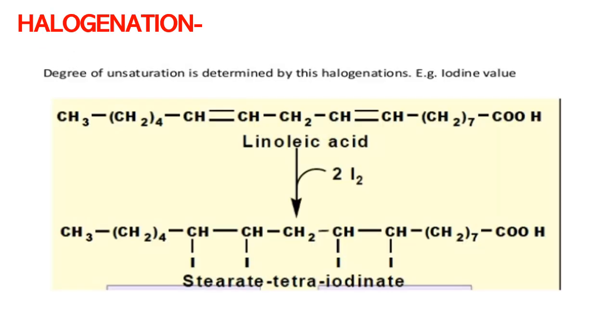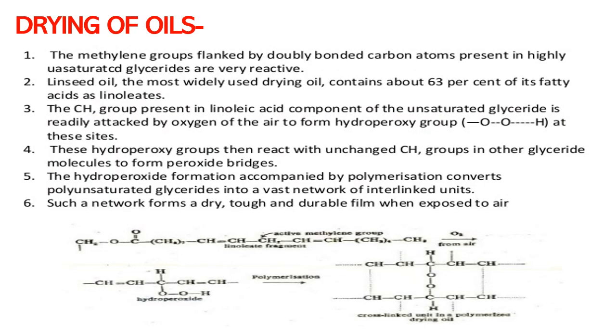Next, halogenation. Degree of unsaturation is determined by this halogenation, for example, iodine value. In this process, linoleic acid, which is a fat, undergoes iodination, or it reacts with 2 molecules of iodine to form stearate tetraiodinate.